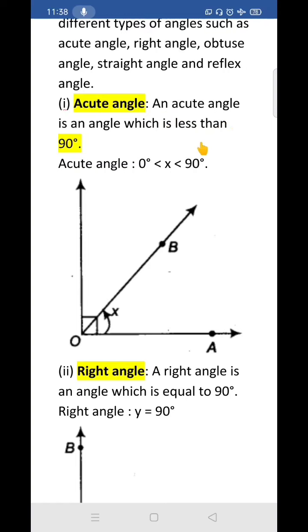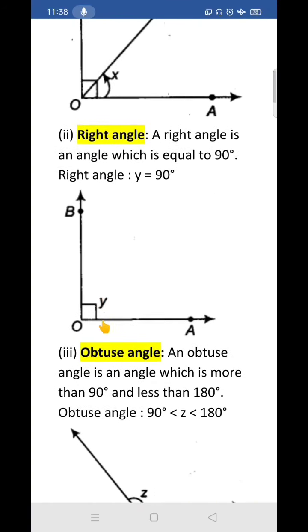So an acute angle is an angle which is less than 90 degrees. Here you can see this figure. This is 90 degree, isn't it? So this is your acute angle. Any angle which is less than 90 degree is called an acute angle. Now we'll move on to the right angle.